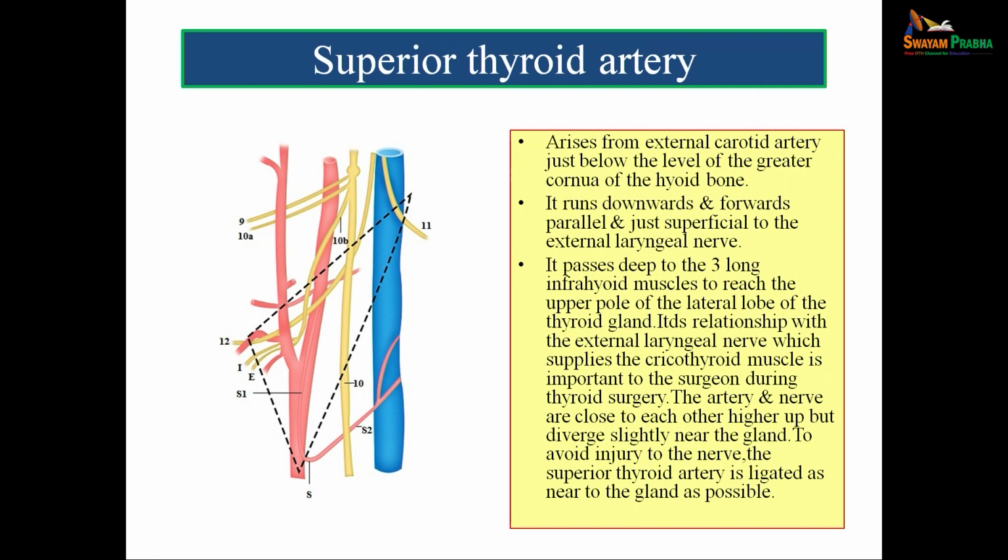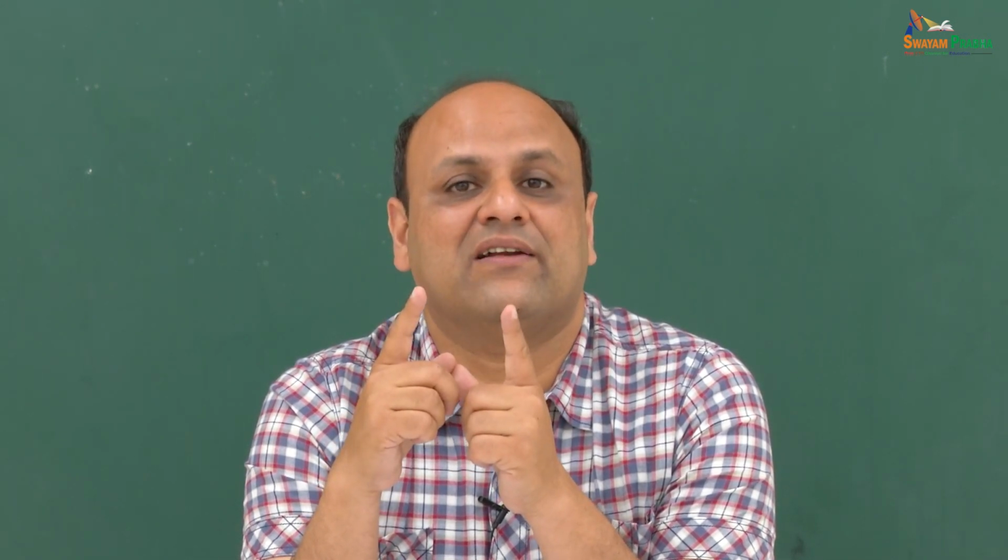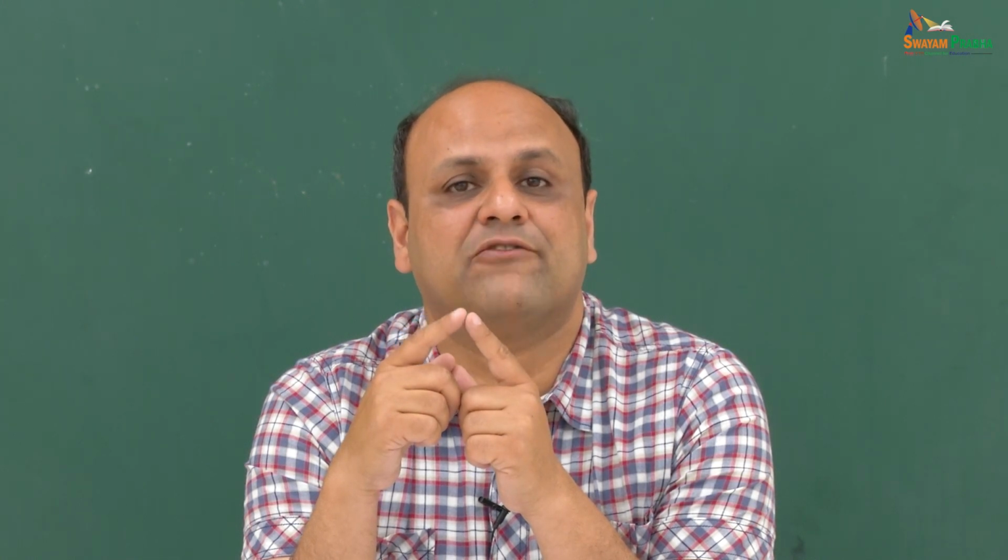So, my teachers used to explain this fact to me like this, that we always want to be close to persons who are higher than us. So, superior thyroid artery is ligated near the gland because superior, near. So, we always try to be close to persons higher than us. Superior thyroid artery is ligated near the gland because it is near the gland that the nerve is away from the artery. So, we do not want to damage the nerve. So, superior thyroid artery is ligated near the gland.